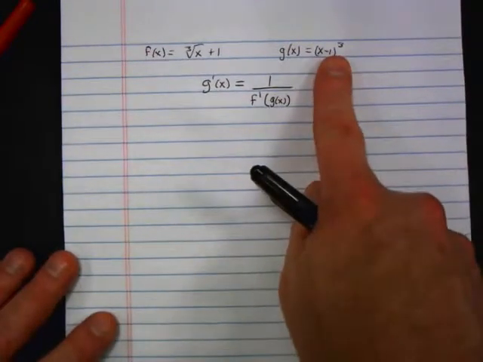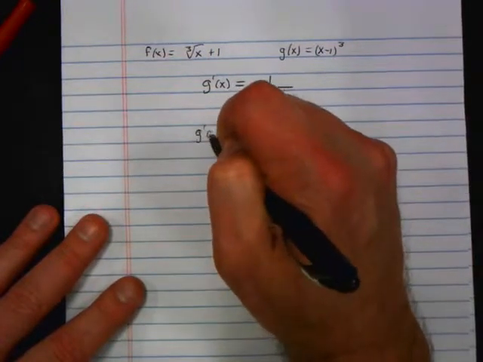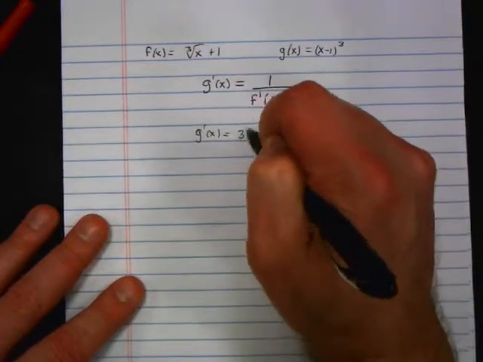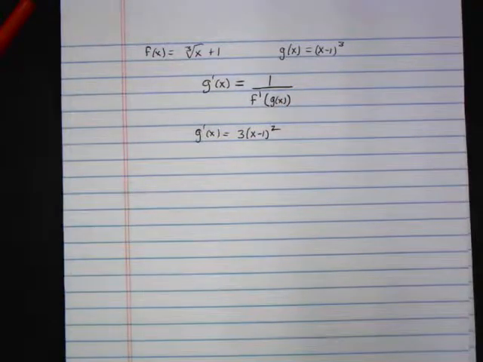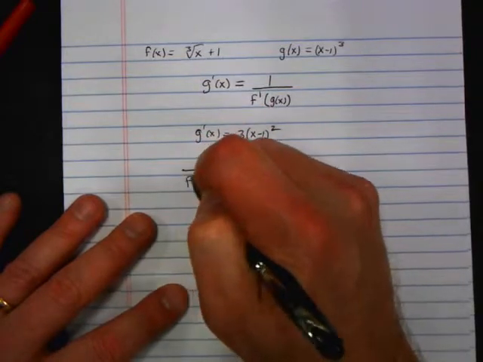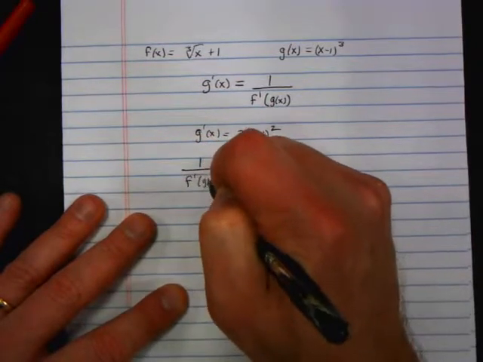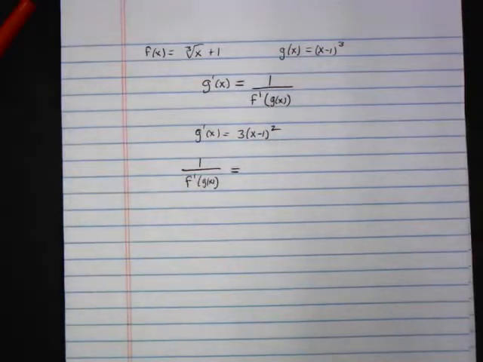Since I have a formula for g, I can go ahead and take its derivative. What's g prime at x? 3 times x minus 1 squared times the derivative of the inside, but that's 1. So that was easy. All right, now let's try the other side. 1 over f prime at g of x. And if everything worked out right, we should get exactly the same answer.